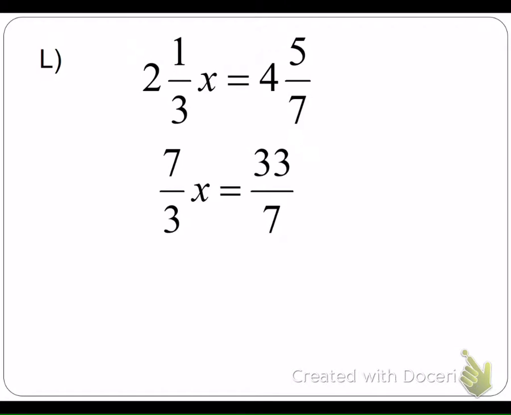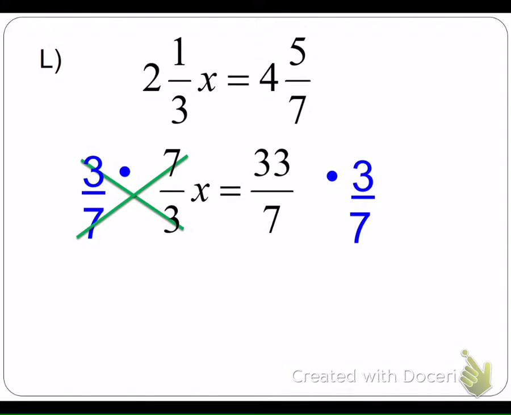Now, students are often like, which one do I flip? You have to remember the whole point of this is to isolate the variable. So if I want to isolate this x, this is the fraction that needs to be flipped. Okay, so I'm going to take the reciprocal of 7 thirds and I'm going to multiply both sides by that. So flip it, multiply both sides. We have 3 sevenths and 3 sevenths. All right, on the left side, those are going to go away. We're just left with the x.